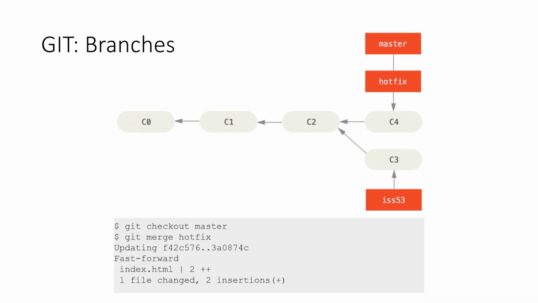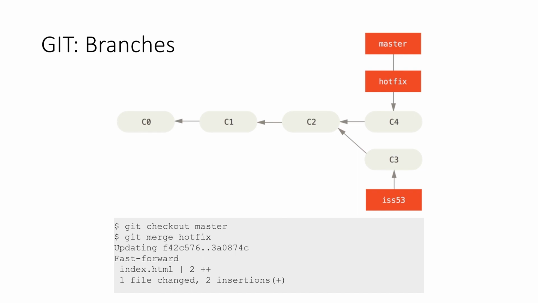You can run your tests, make sure the hotfix is what you want, and finally merge the hotfix branch back into your master branch to deploy to production. You do this with the git merge command. You'll notice the phrase fast forward in that merge. Because the commit C4 pointed to by the branch hotfix you merged in was directly ahead of the commit C2 you're on, Git simply moves the pointer forward.